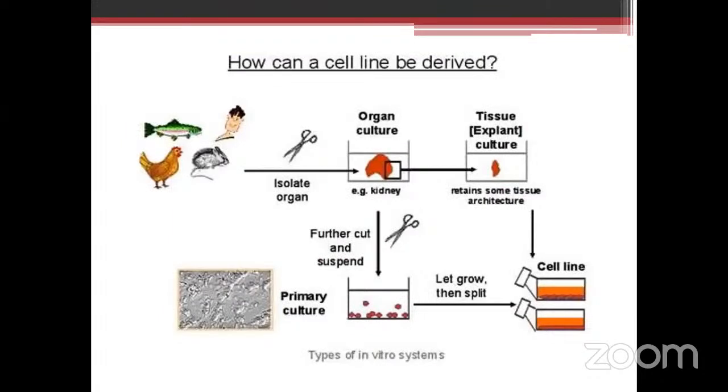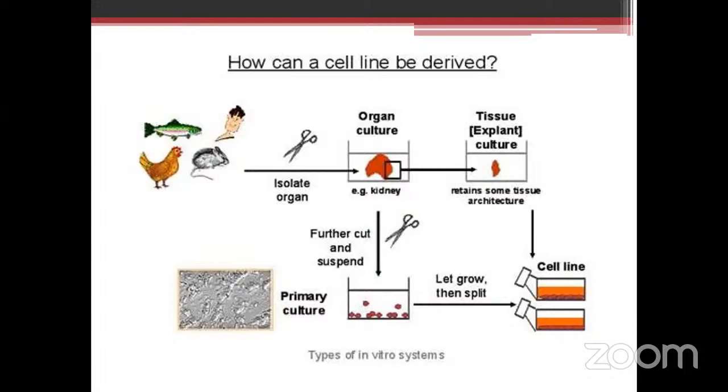So how can a cell line be derived? From any organism, whatever you want, based on our interest, we can isolate an organ. Then we have to culture that organ. Here the example is kidney. From the kidney, that is the organ, we are taking a bit, not the complete one. We are taking a part, that is tissue explant culture.